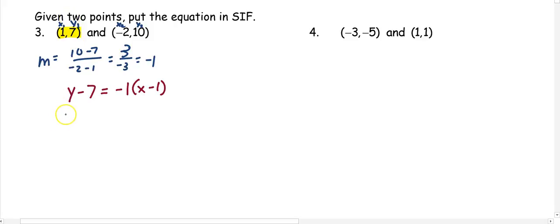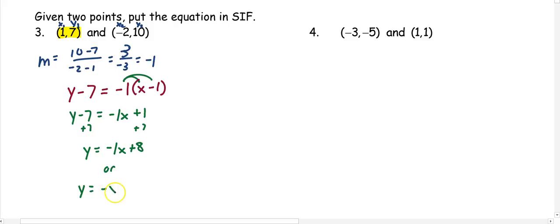So in order to get into slope-intercept form, the first thing I'm going to do is distribute my slope. So y minus 7 equals negative 1x plus 1. And then I'm going to add 7 to both sides. So y equals negative 1x plus 8. Remember that you don't need to have the negative 1 there, so you could just write it as negative x plus 8.